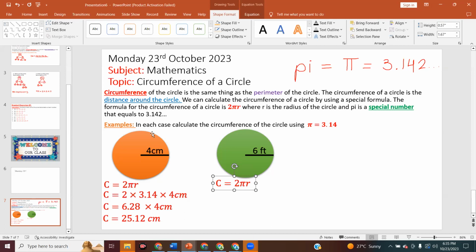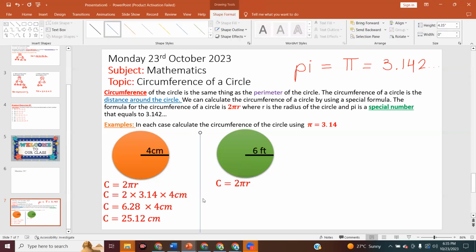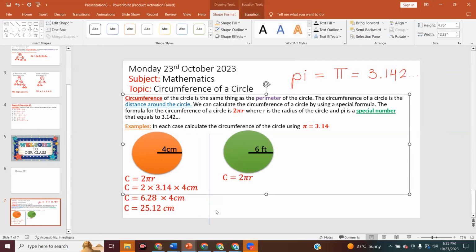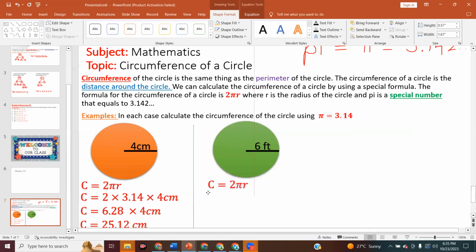What is r in this question? Radius. R is the radius. Very good. By the way, let me separate this properly. Good. Okay. So r is the radius. So what's the radius in this question? 6 feet. Very good.